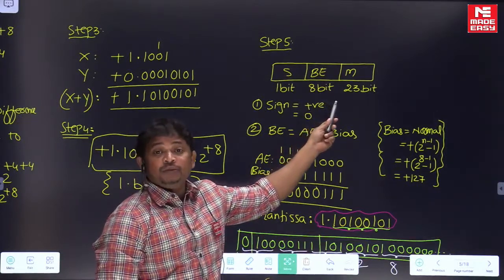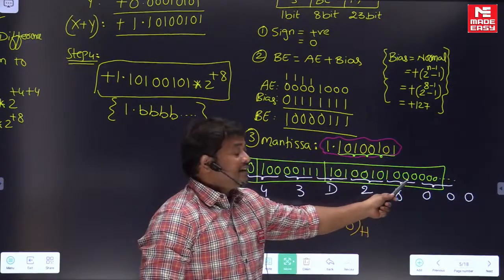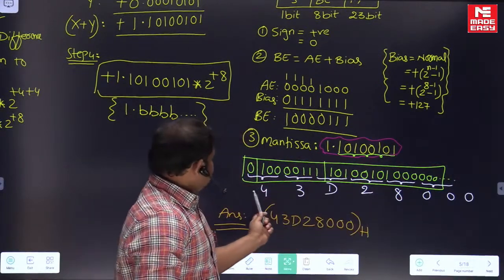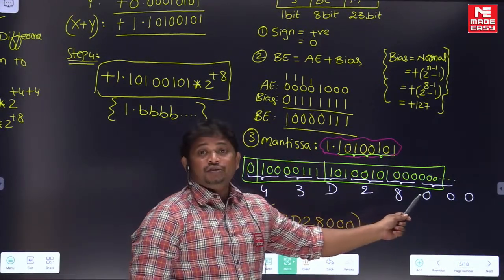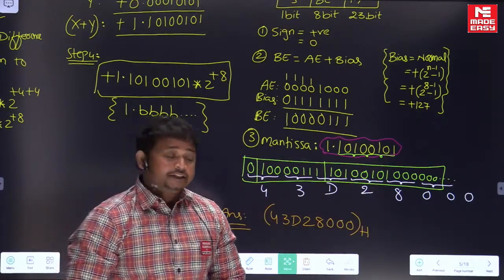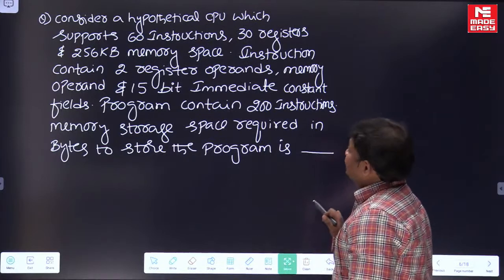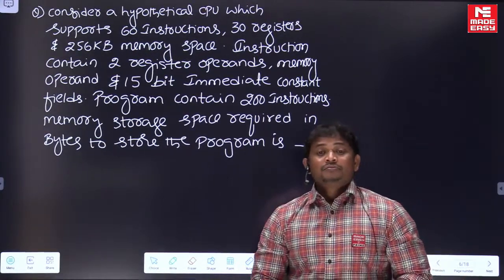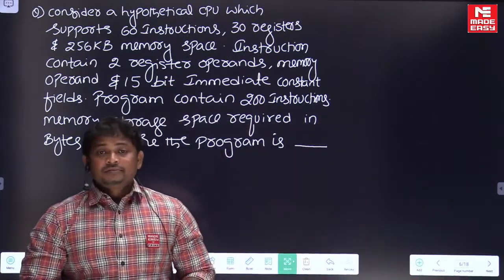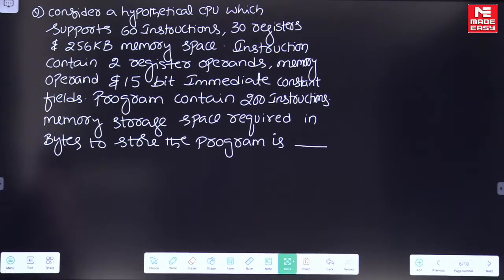Take the 32-bit format, storing sign, biased exponent, mantissa. Mantissa is a fraction, that is the reason zero padding takes place at the LSB. Understood? So that answer is 43D28000. I hope you understand, my dear students. Okay? Alright. The next question is on the screen. All of you, please read the question. Read the question and solve it. Read the question, quick.